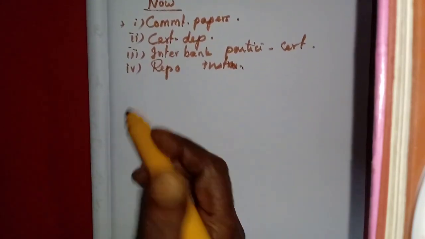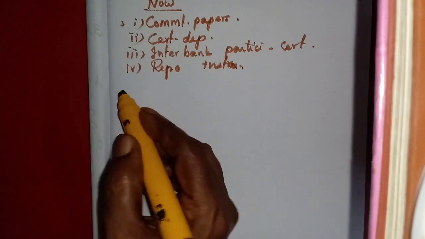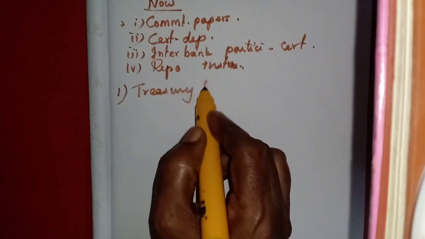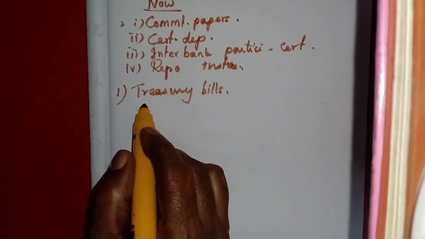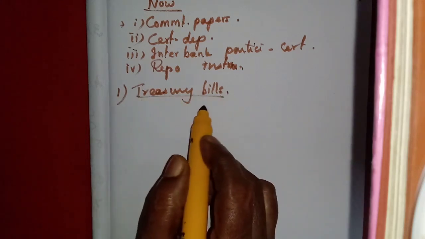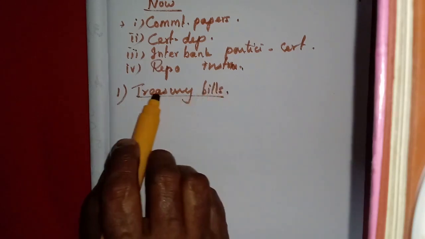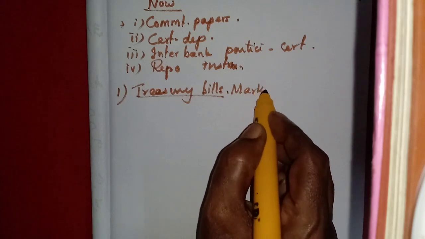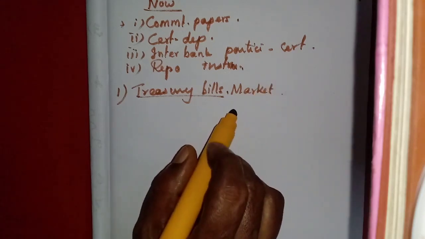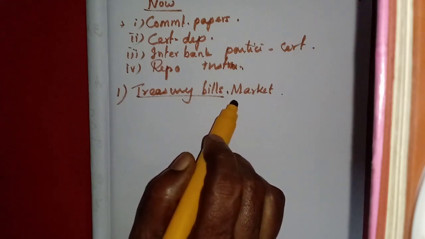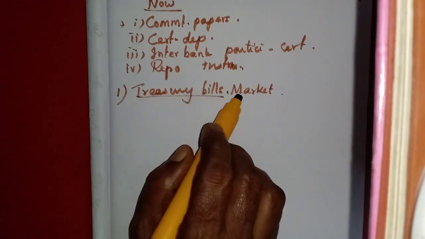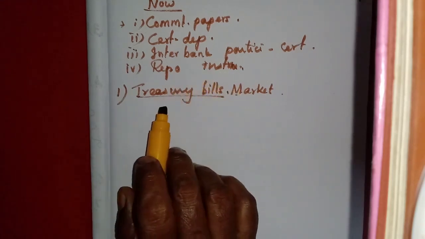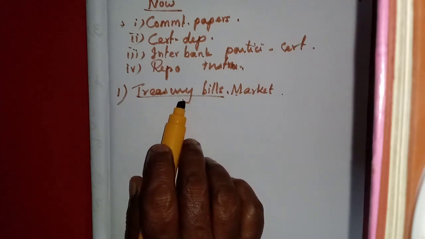Among these, the very important one is treasury bills in the treasury market. So we will study about treasury bills. What are treasury bills? First we should know what the treasury bill market is. A place for purchase and sale of treasury bills is known as the treasury bill market.